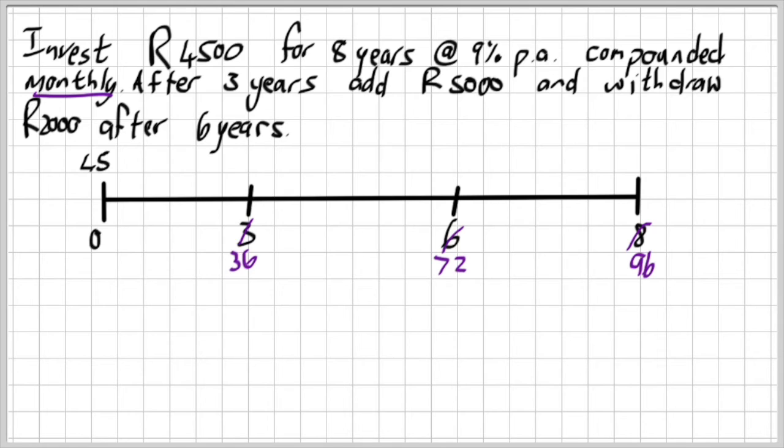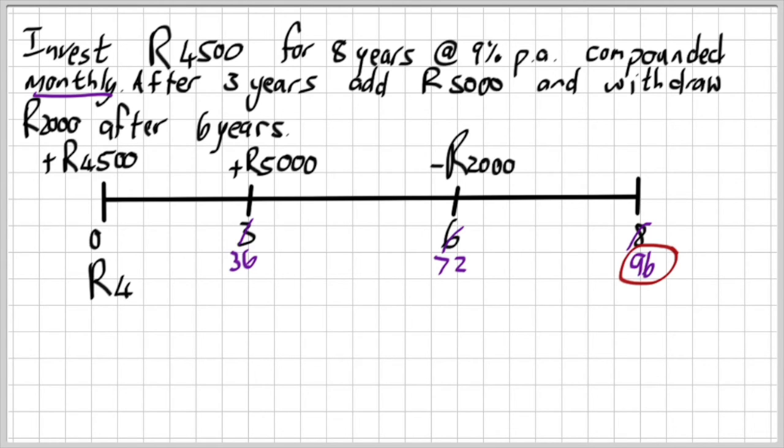The 4,500 is at the beginning. I put a plus in front of it because I invest. Then after 3 years, there's an additional investment of 5,000 Rand. So again, plus 5,000. Then I'm withdrawing, so minus 2,000 Rand. And all I'm going to do is I'm going to get the value of each of them right at the back here by the 96 months.